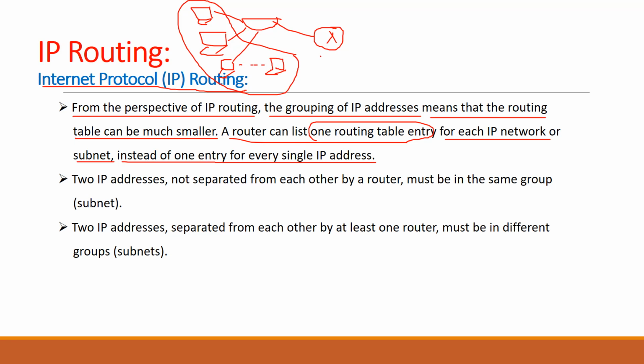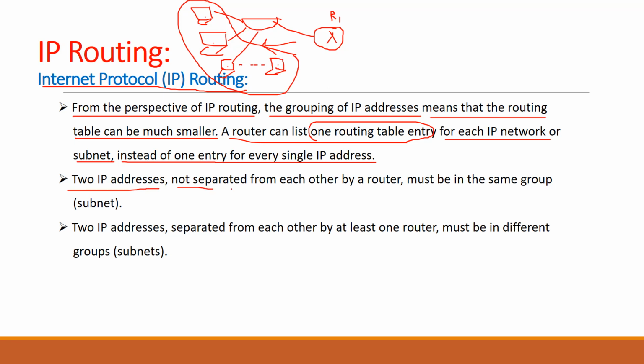Using IP routing, R1 will have one entry in its IP routing table for this whole group, not an IP address for each one of these. So instead of having 100 entries, R1 will have only one entry that represents this group.